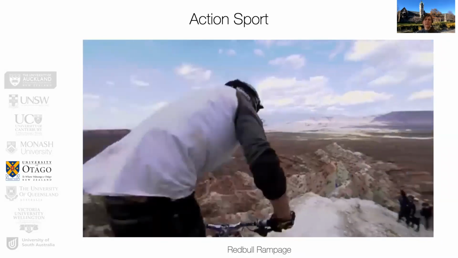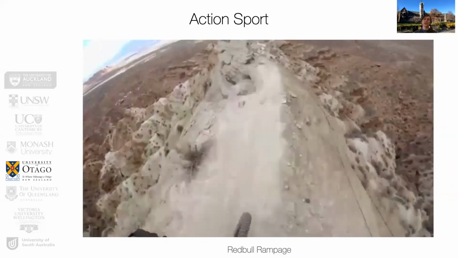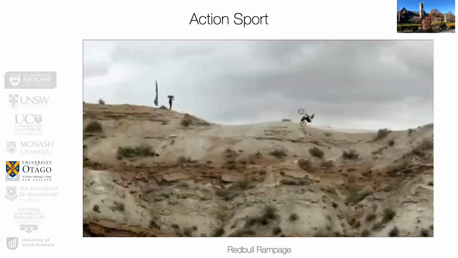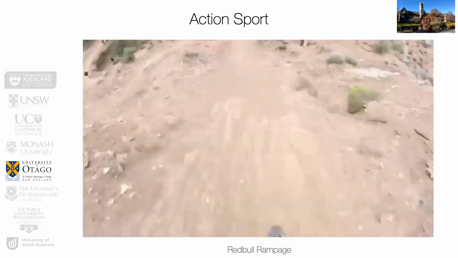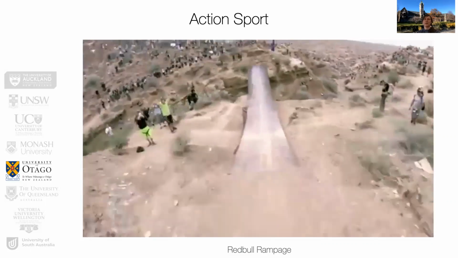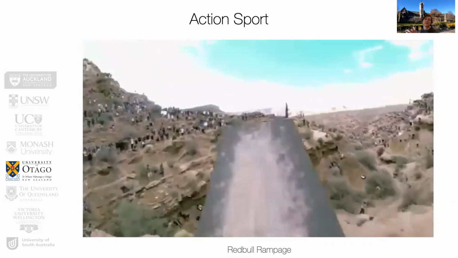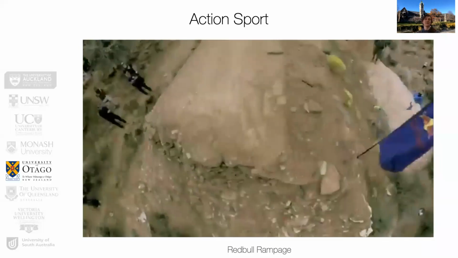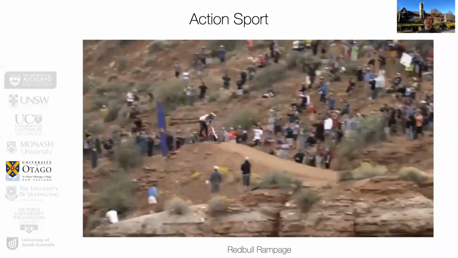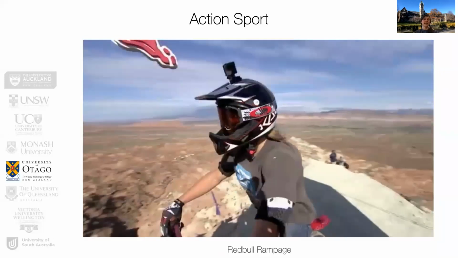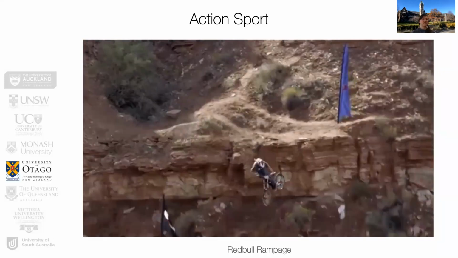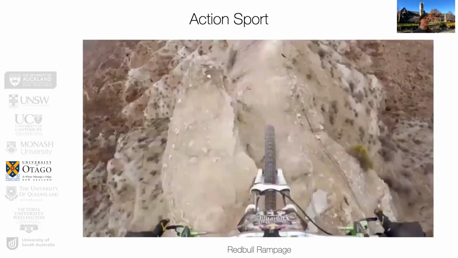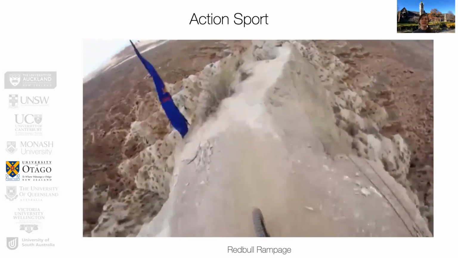Similar, this is another Red Bull footage here from the Red Bull Rampage, and this is happening in a national park in Utah. Again, the camera is attached to the helmet, and you really can create this kind of impression that you're part of the actual action that is going on there, which I find very impressive because it's really crazy. I would never go down these kind of mountains. It's just unbelievable what they're doing.